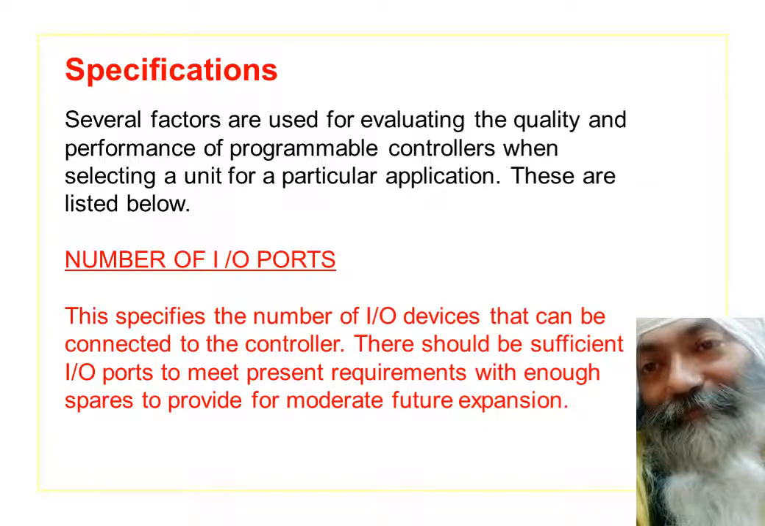There should be a sufficient number of IO ports, not only to meet the present requirement, but they should also have certain spare slots. For example, if you're buying one rack and one rack has 8 slots, and currently you require only 5 slots, then you should see that you have three spare slots, not that one more port is required and then you have to buy another rack. That kind of thing should not be there.